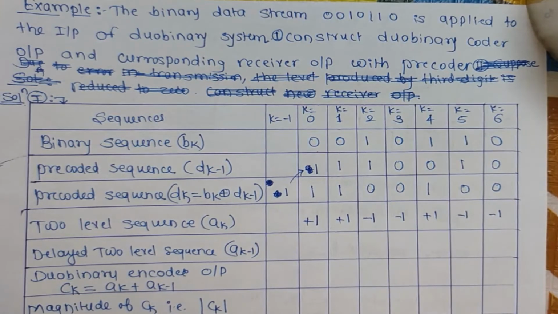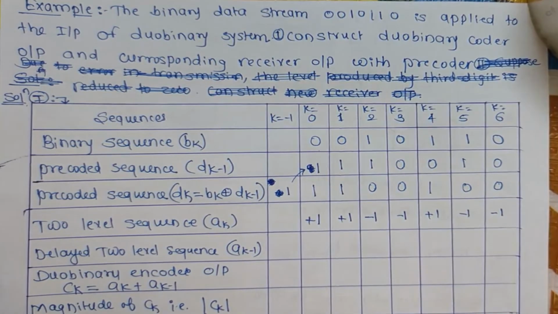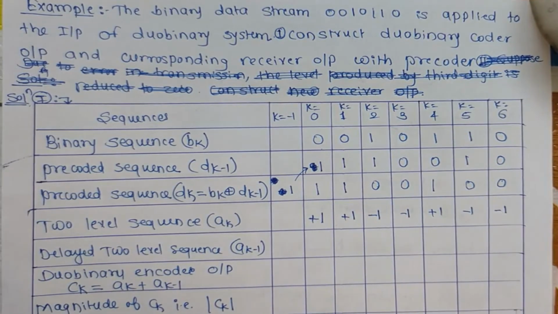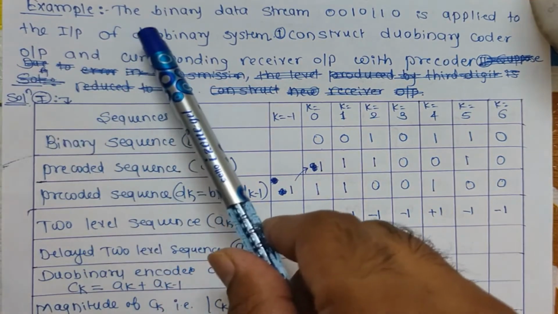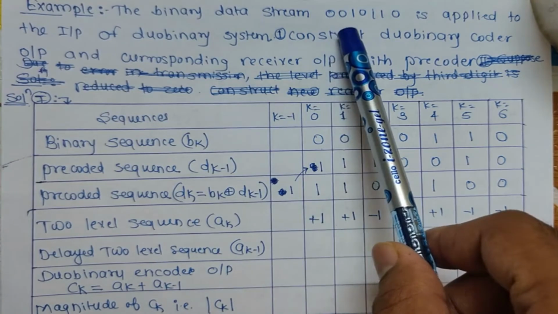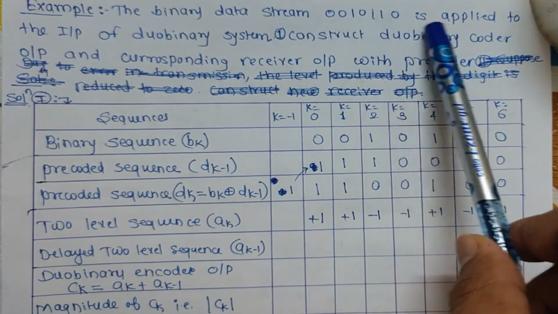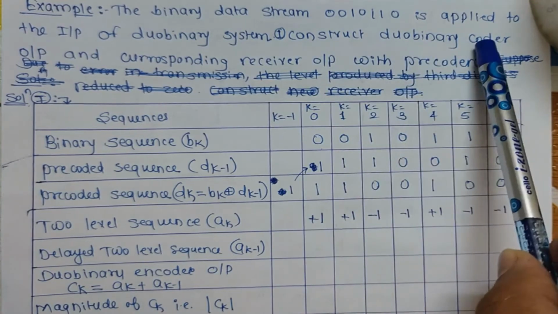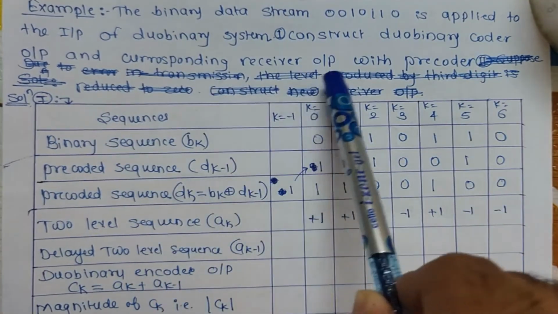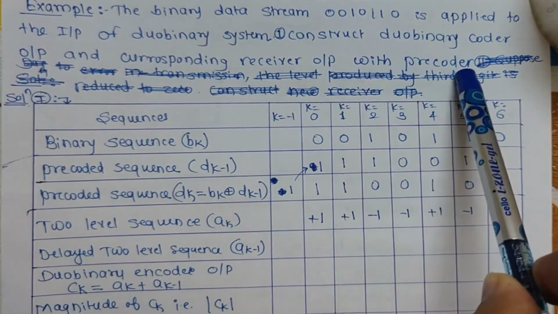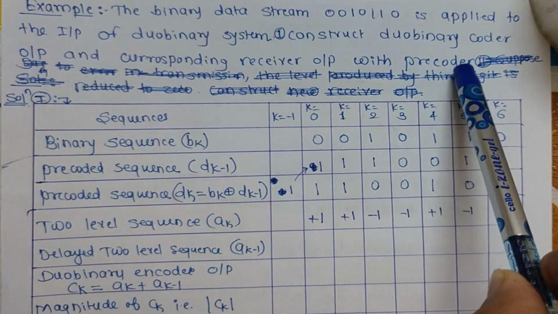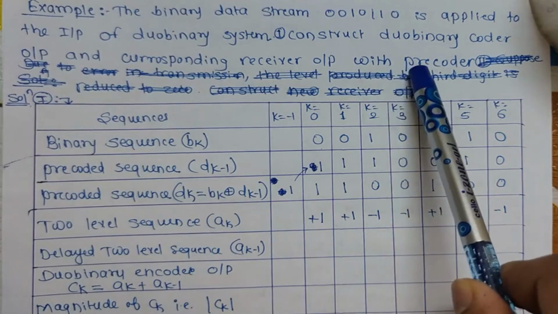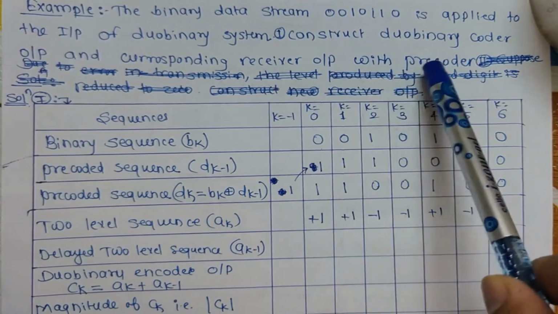Hello everyone. In this session we are going to solve one numerical which is based on duobinary encoder with precoder. So what is the statement? The binary data stream 0010110 is applied to the input of a duobinary system. Construct the duobinary coder output and the corresponding receiver output with precoder. So we have to construct not only the encoder output but also the decoder output while considering the precoder.